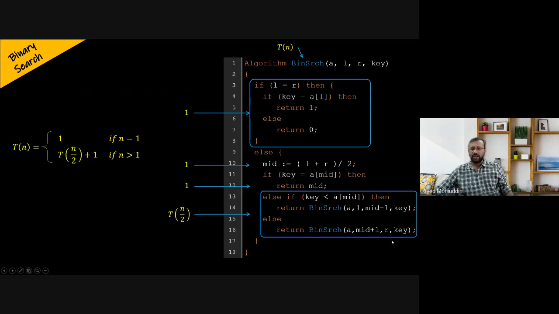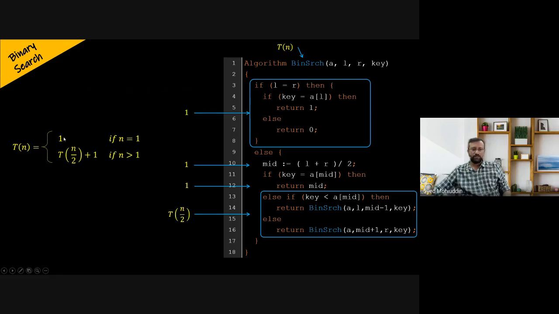So this entire thing is going to take t of n by 2, because we are only working on half of the input every time. So if we look at the recurrence relation, if n is 1, that means this part, if L equal to R, it is taking unit time to compute. That is t of 1.